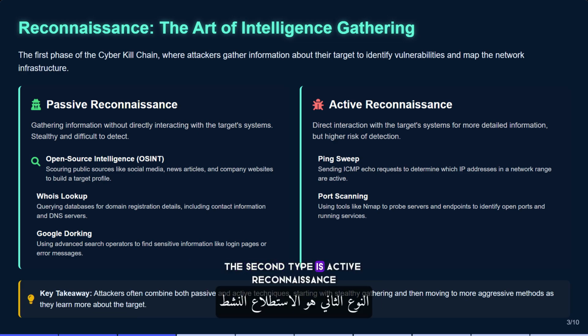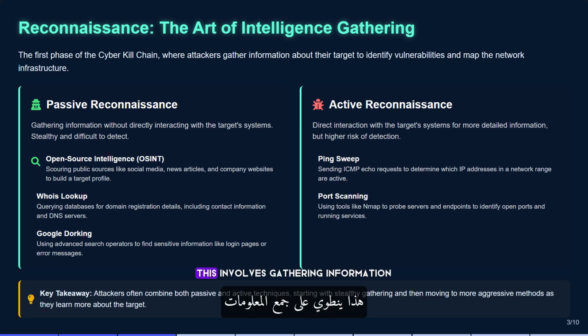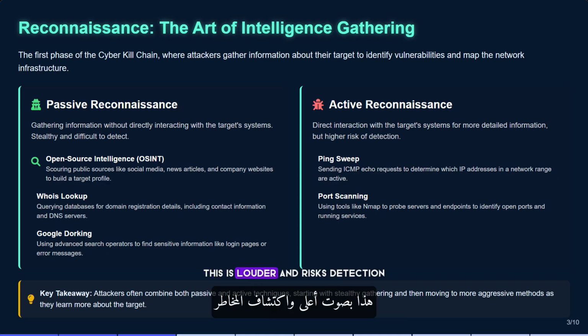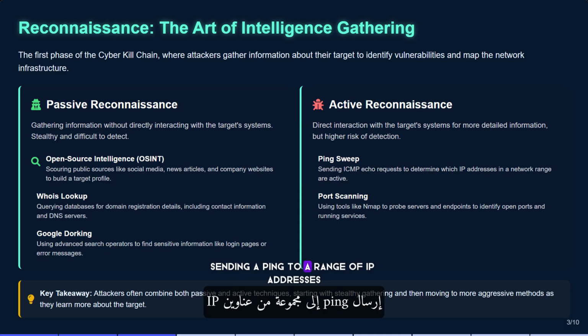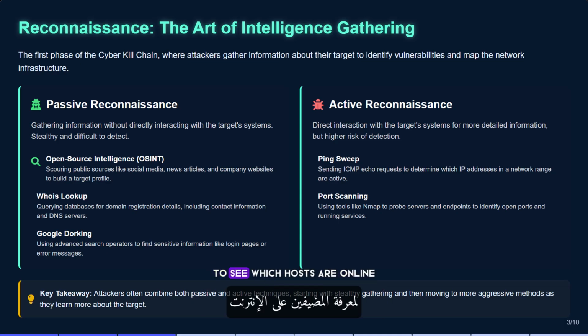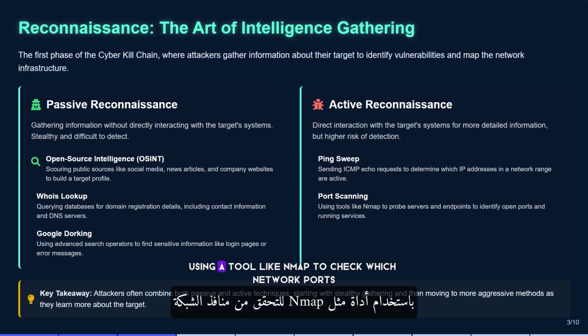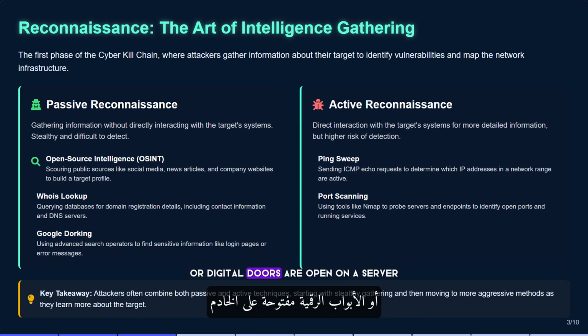The second type is active reconnaissance. This involves gathering information by directly interacting with the target's systems. This is louder and risks detection. Examples include ping sweep, sending a ping to a range of IP addresses to see which hosts are online. Port scanning, using a tool like Nmap to check which network ports or digital doors are open on a server, revealing what services are running.